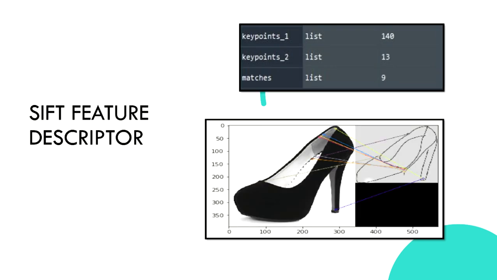For the SIFT feature descriptor, it is the same as SURF, but for key point 1, from the real shoe object image, the detected key points are 140, and for key point 2, from the sketch image, the detected key points are 13. But from 140 and 13 detected key points, only 9 key points are matched accordingly. So the SIFT feature descriptor is lower in efficiency than SURF.